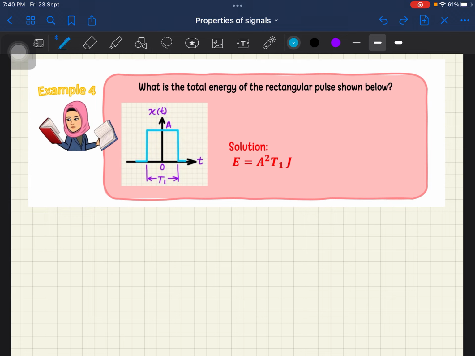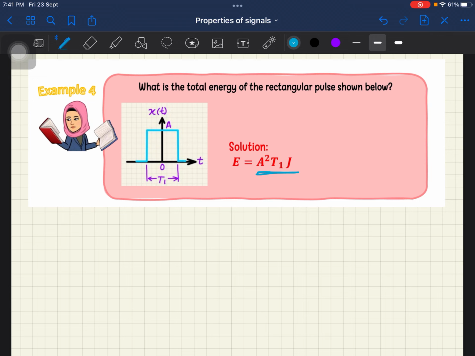In this video, I'm going to show you the solution to example number 4 from chapter 1 of our handout for this course. In this question, we are asked to determine the total energy of the rectangular pulse given in the question like this. I'm going to show you how you can solve this problem to get this answer.